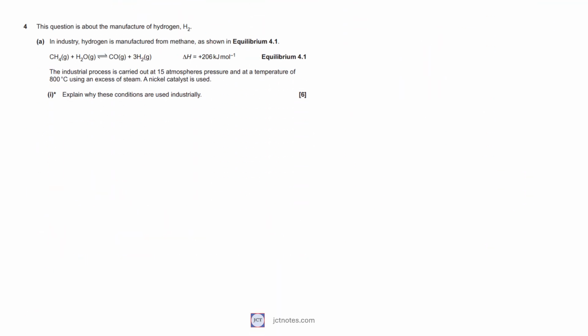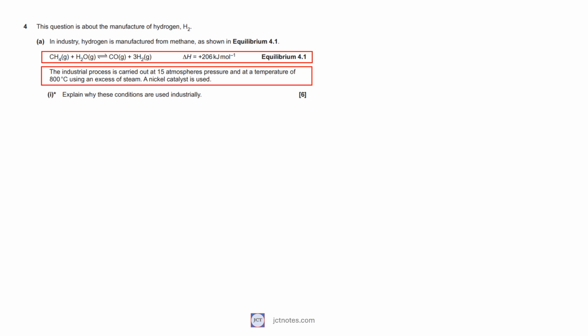Question 4 is about the manufacture of hydrogen. In part A, we are given the reaction to produce hydrogen from methane in the industry. The industrial process is carried out at 15 atmospheres pressure and at a temperature of 800 degrees centigrade using an excess of steam. A nickel catalyst is used. We are asked to explain these industrial conditions.